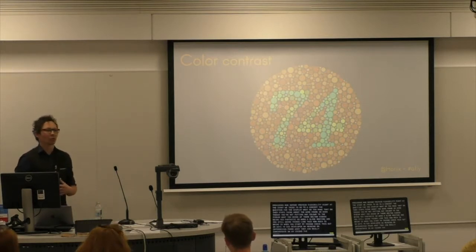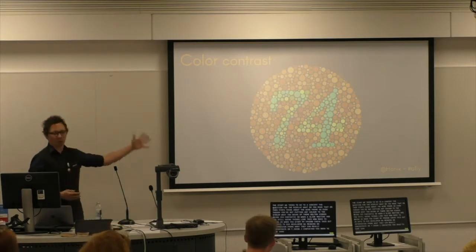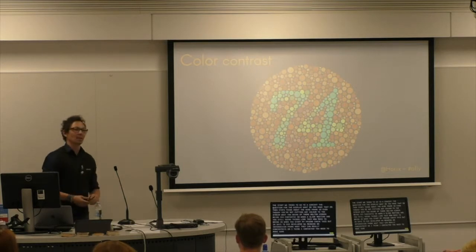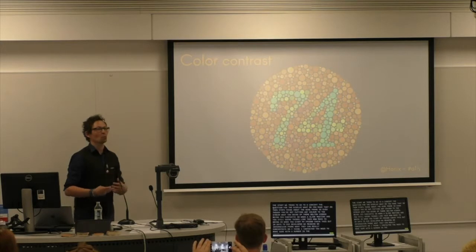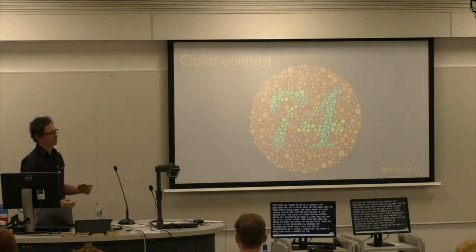You need to make sure that you are differentiating certain parts. So here we've got an example of a colourblind test. There's a number in there. Some people in this room will be able to see it, and some people won't. So what we need to do as designers and developers is make sure that we find ways that they can differentiate.